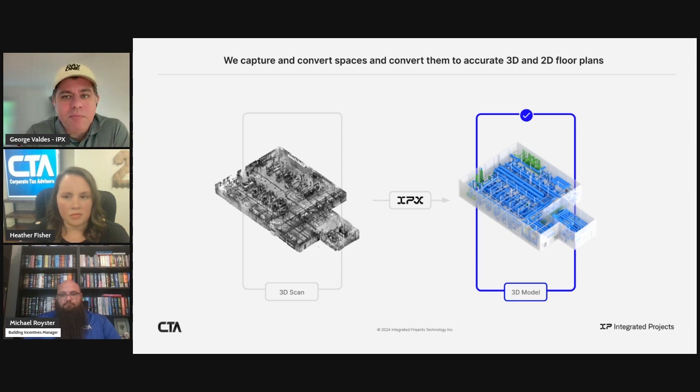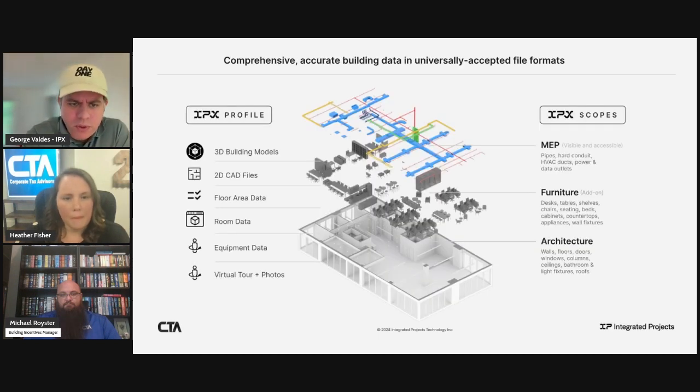And then IPX is the kind of backbone that we then take and turn into a 3D model and 2D CAD plans. We do that and much more. We also offer, if we take the premise that these buildings are now databases, once we've done that kind of conversion, there's a lot that can come out of that.